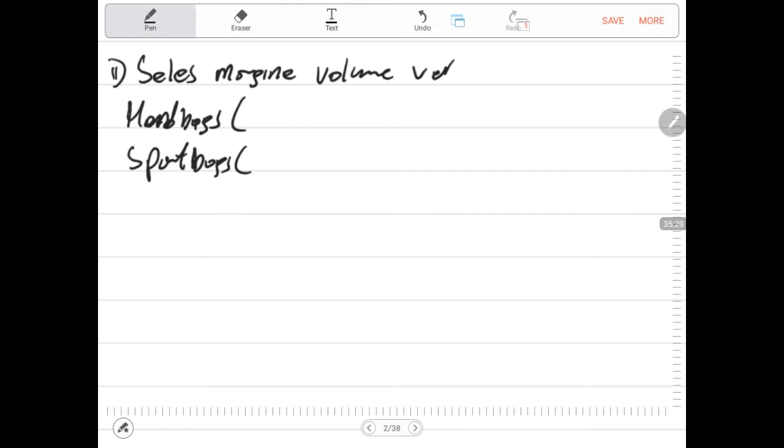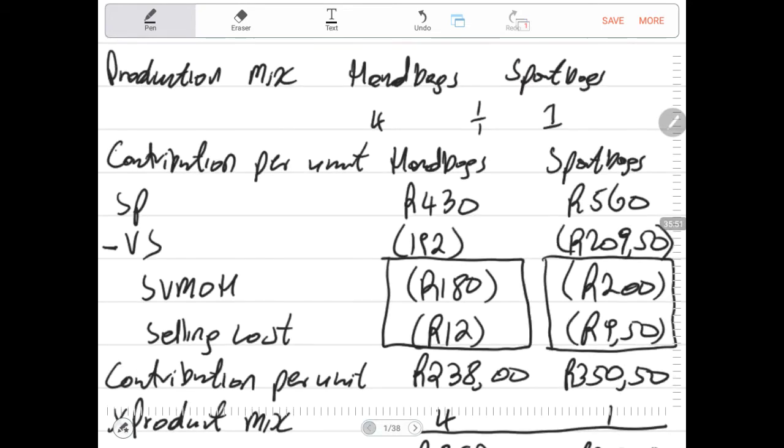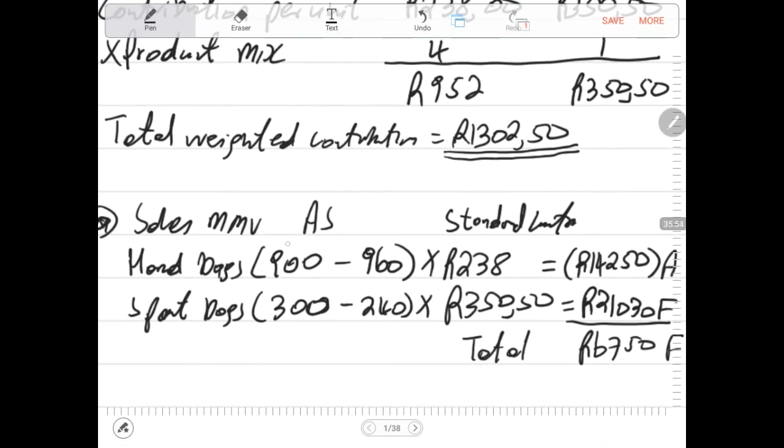it will be unfavorable. Our actual production and sales is 900 and 300 for the second product, but we budgeted to produce and sell 1000 and 250. Even if you start with either one, as long as you know, you multiply this by 238, and you multiply this by the standard contribution once again, 350.50.